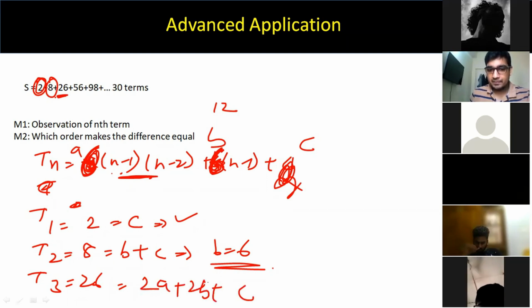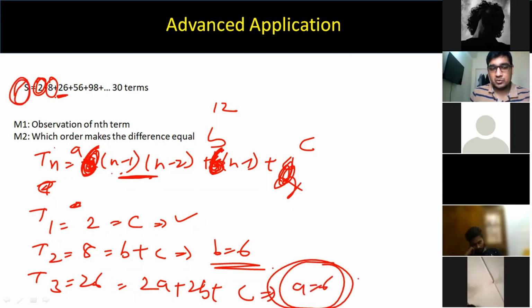b की value कितनी है? 6. So 12 plus 2, 14. And it's equal to. So a has to be equals to 6. So now you just take the summation. Summation कितना हो जाएगा? जो भी ये value आता है, इसको simplify करने का है.